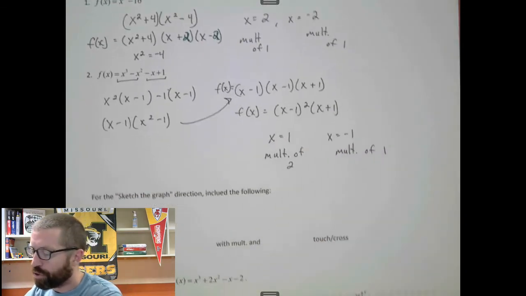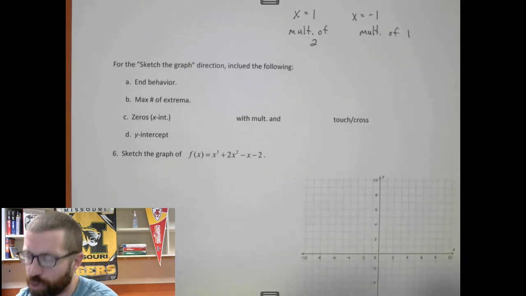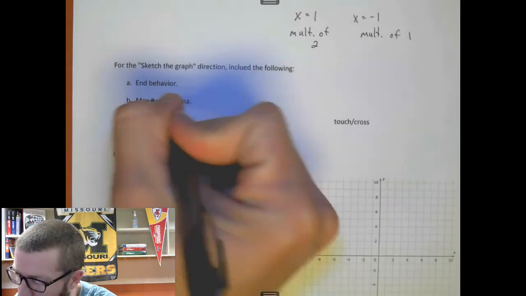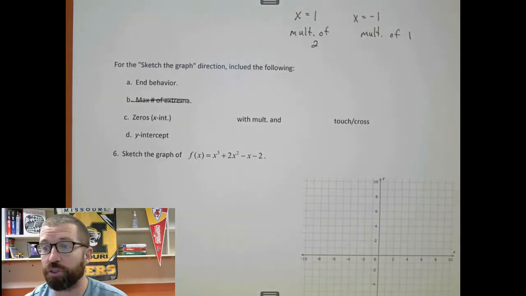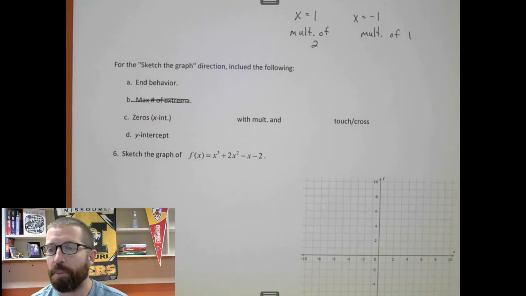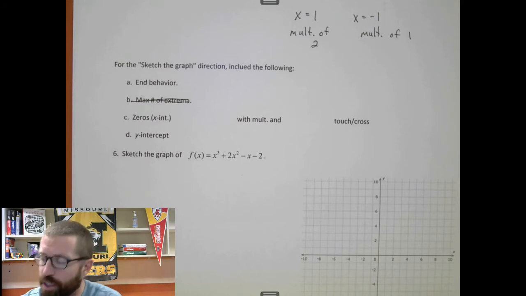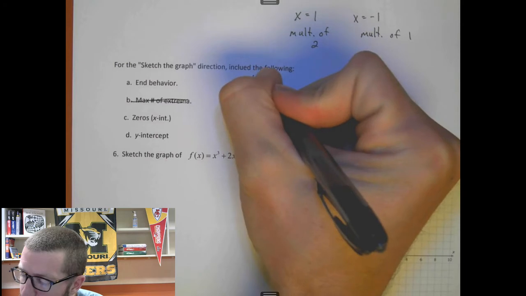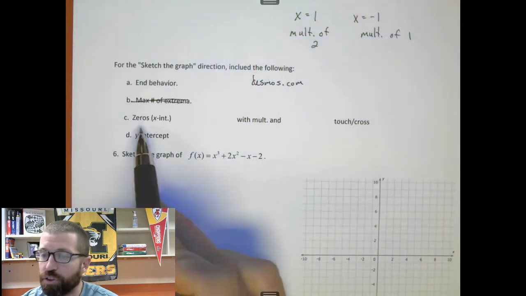Okay, and then we'll look at 2 examples where we're actually going to sketch the graph. And so here's what we're looking for when we sketch. I'm not worried about the max number of extrema. We're going to talk about the end behavior though, and then we're going to find the zeros, the x-intercepts, or the roots, you could say, and then also the y-intercept, just to kind of make our sketch neat. The other thing you can do is, I'm not going to take a graphing calculator from you. So you can check this in your graphing calculator. You can check this with Desmos. Just make sure you can do all these things.